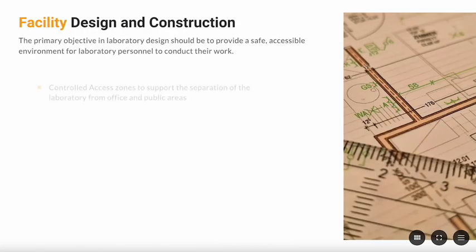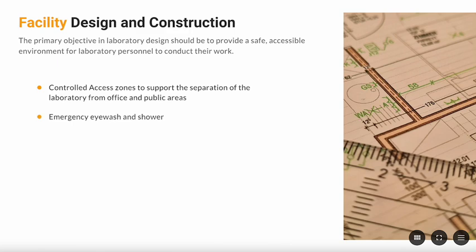Facility design and construction play a critical role in ensuring the safety of laboratory personnel. The primary objective of laboratory design should be to provide a safe, accessible environment for laboratory personnel to conduct their work. To achieve this, the laboratory should include the following features. Controlled access zones to support the separation of the laboratory from office and public areas.